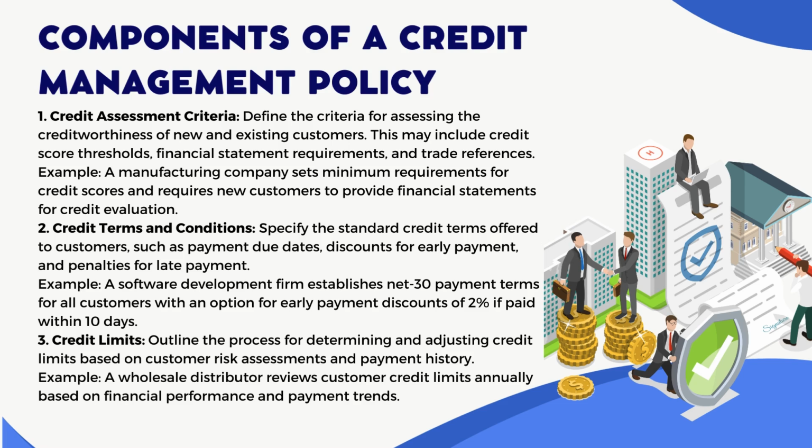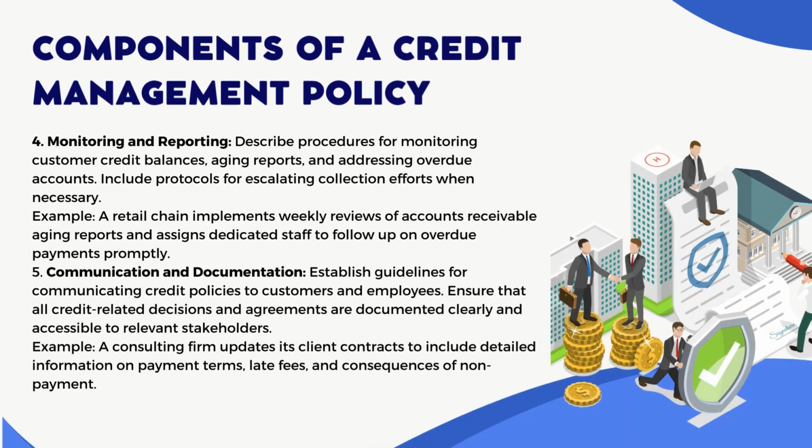3. Credit limits. Outline the process for determining and adjusting credit limits based on customer risk assessments and payment history. Example, a wholesale distributor reviews customer credit limits annually based on financial performance and payment trends. 4. Monitoring and reporting. Describe procedures for monitoring customer credit balances, aging reports, and addressing overdue accounts. Include protocols for escalating collection efforts when necessary.